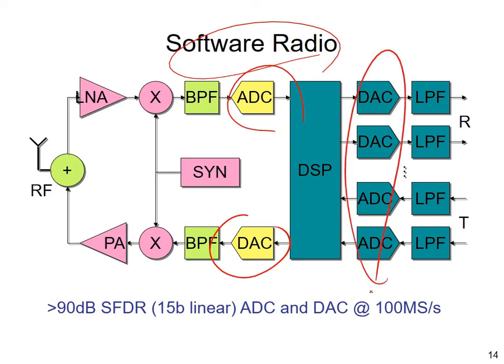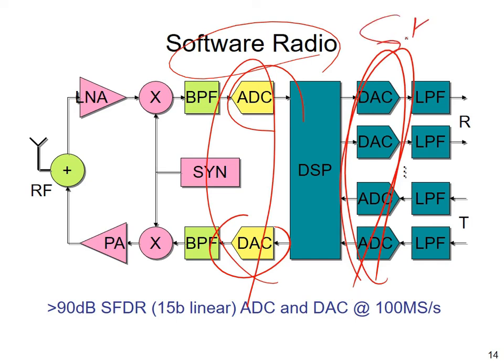If you want to digitize everything, it means that ADC and DAC need to operate at very high frequency, just like gigahertz. Is it possible? Maybe. Nowadays we have some ADCs that can operate at very high frequency. However, the cost is really, really high.